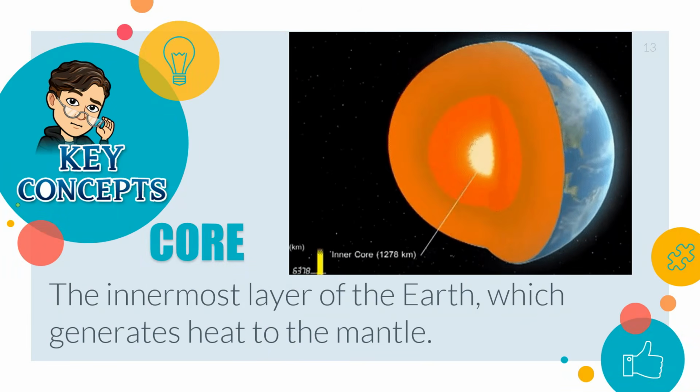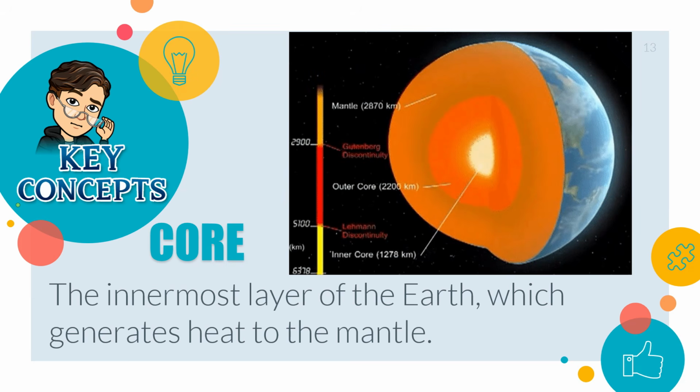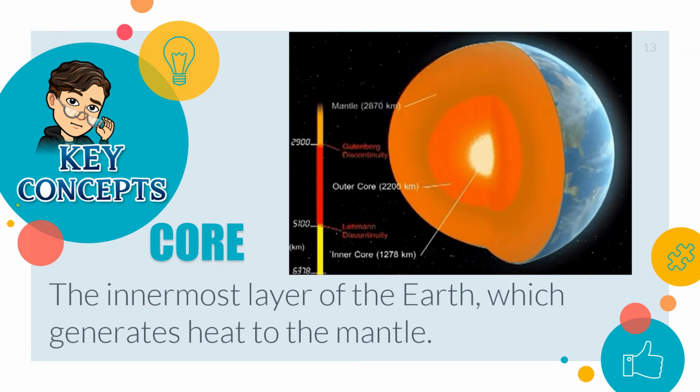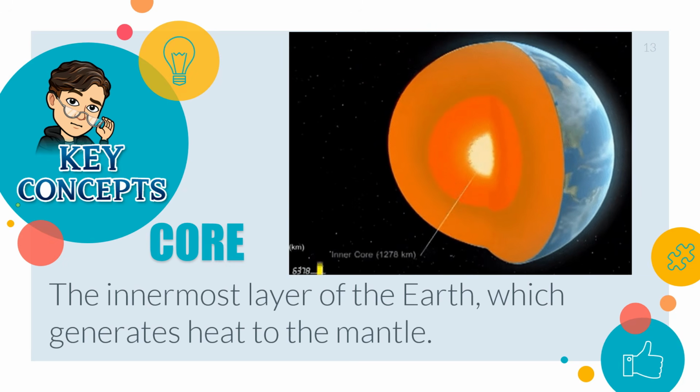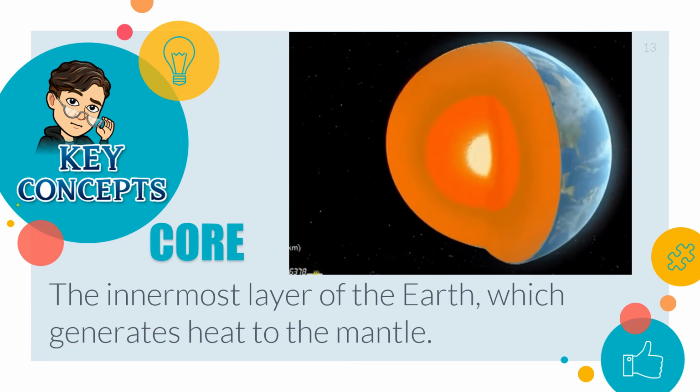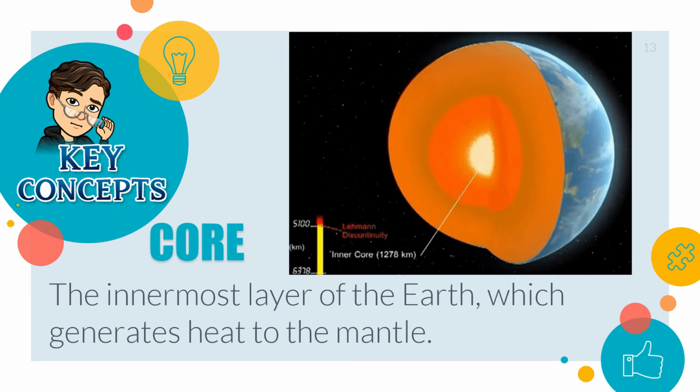The next key concept that we would be dealing is the Earth's core. Core is described as the innermost layer of the Earth, which generates heat to the mantle. Later on, titingnan natin kung ano bang meron doon sa inner core, kung bakit ito ay sobrang mainit at paano siya nag-generate ng init and how does it help in creating the convection current.